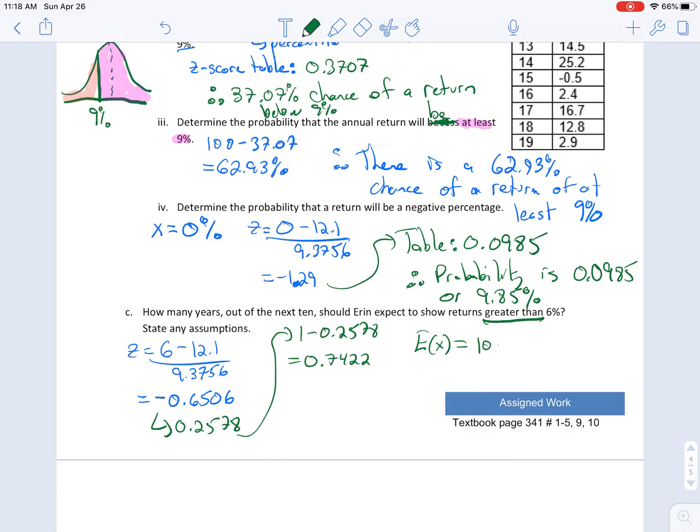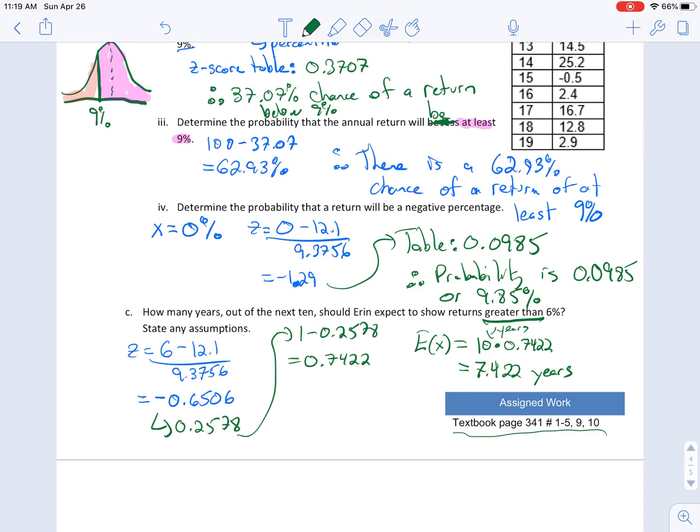So remember an expected value. The expected value here, you take the number that we're talking about, so 10 times the probability that it's going to occur. So 10 is the years, and the probability here is 0.7422. That just works out to 7.422 years. So we would expect that we'd get returns greater than 6%, about 7.5 out of 10 years.